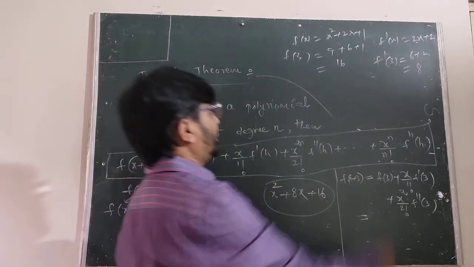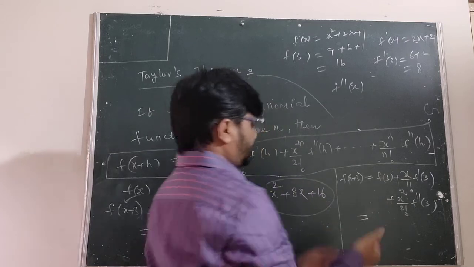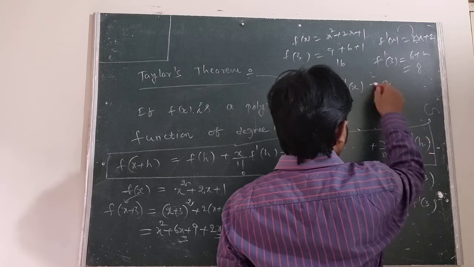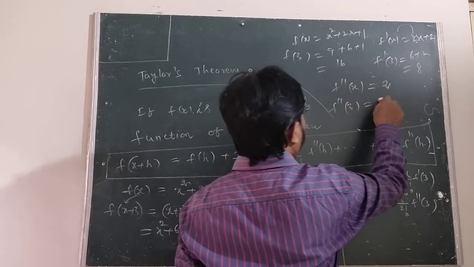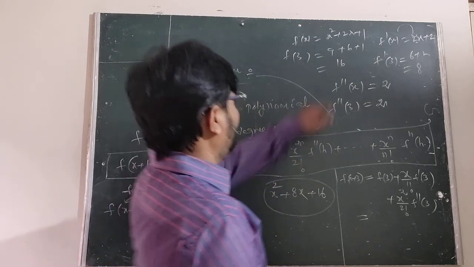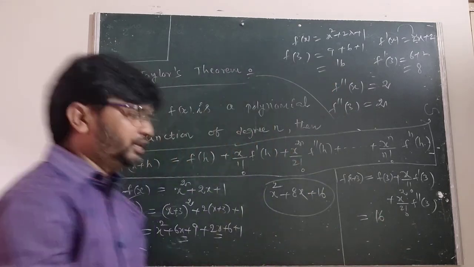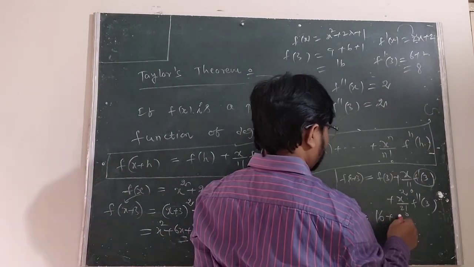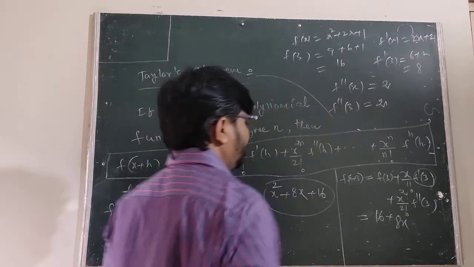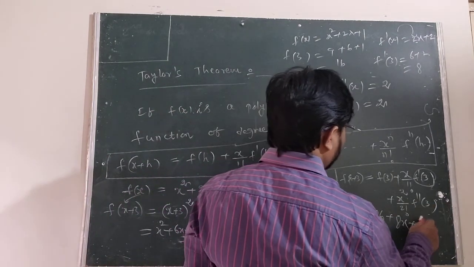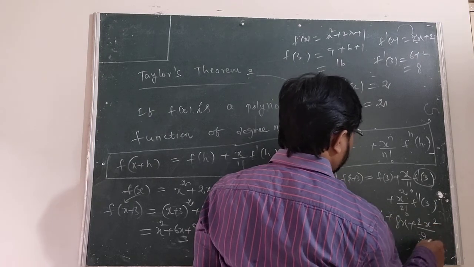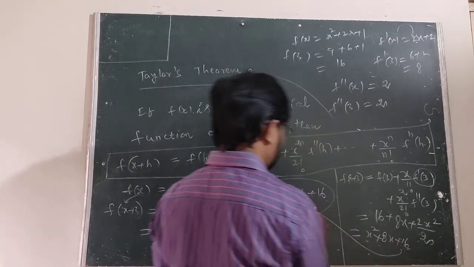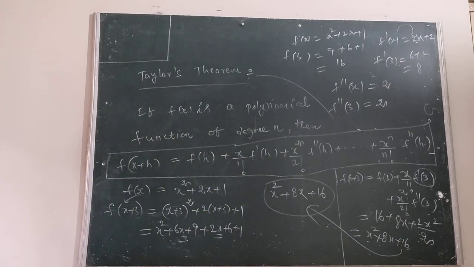Now find f double dash of x. f double dash of x is the derivative of 2x, which is 2. So f double dash of 3 is also 2. Now write: f of 3 is 16, f dash of 3 is 8, that gives 8x. f double dash of 3 is 2, so x square by 2 factorial times 2 gives x square. Now we can write x square plus 8x plus 16.